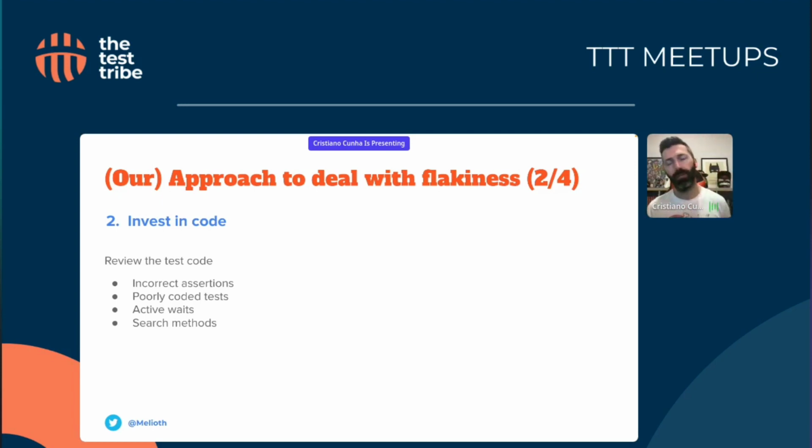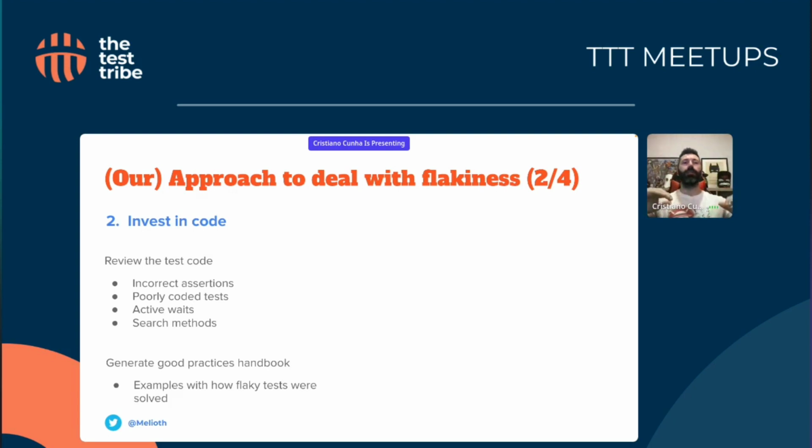Make sure that you have active waits. Make sure that every time in your test you know what you are searching for and you are sure where you are at. So adding the active waits will go a long way. And make sure that the search methods for each one of the elements that you want to interact with are correct and not taking a lot of time.